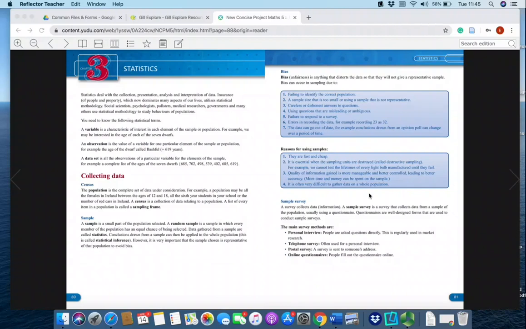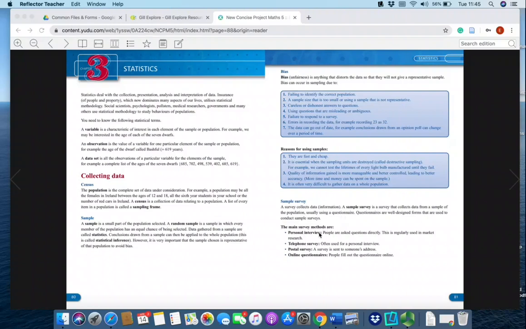Okay, so how do you gather this data? Well, in many cases you have to design a sample or you have to design a set of experiments. So let's have a look at a survey first. A survey collects data or information. A sample survey is a survey that collects data from a sample of the population, typically using a questionnaire. Questionnaires are well-designed forms that are used to conduct sample surveys, and it's not the easiest thing to design a good questionnaire. And I'll get onto that in a minute.